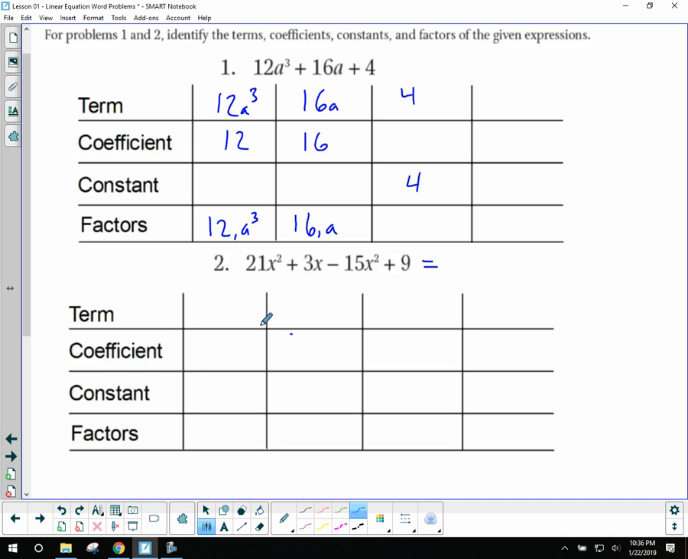Now down here, we have some like terms. And I told you back when we were solving these things, do that first. So what's 21 minus 15?